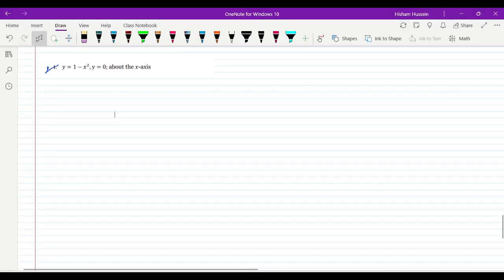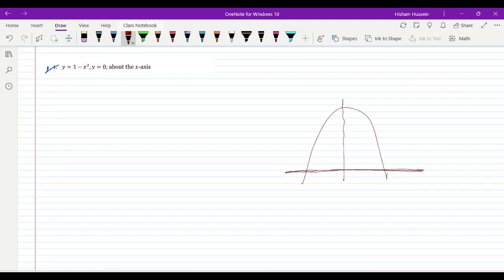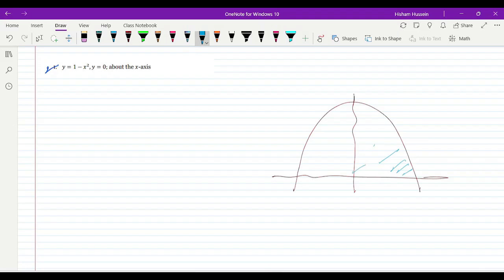For this problem, y equals 1 minus x squared. It's requested to find the volume of rotating this area about the x-axis. So start first by sketching y equals 1 minus x squared. You have to sketch in this type of problems, if the sketch was not provided. Okay, so y equals 1 minus x squared. So it's requested to rotate this region about the x-axis.